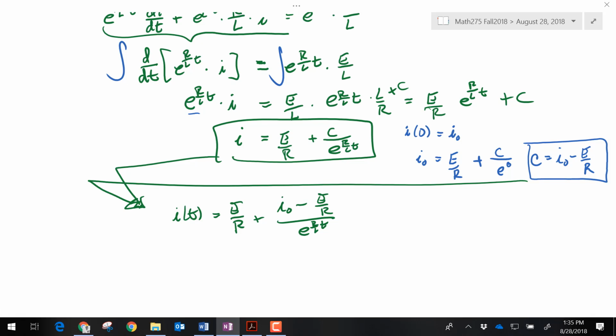I mean, we could put the e to the (R over L) t as e to the negative (R over L) t in the numerator. But I don't know if there's much to gain from that. But sometimes people do that so that there's no denominators happening. Okay?